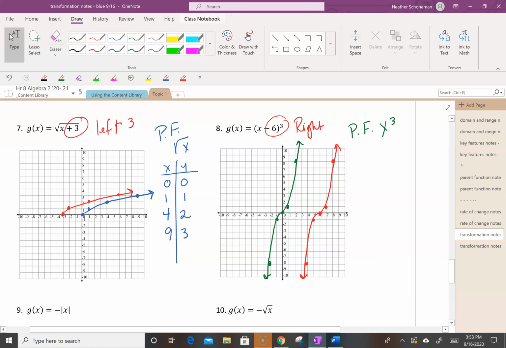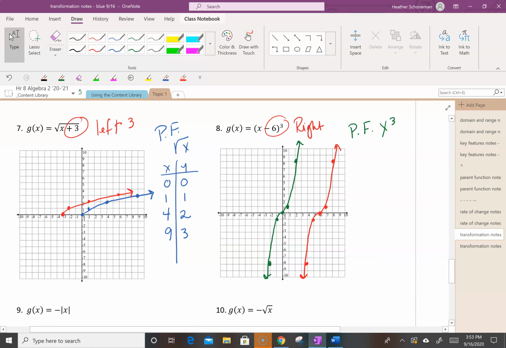They come out to be nice whole numbers, so you know how to work with them. Okay, so the blue graph is my parent function, and because that +3 was inside of the radical, that tells me I'm going to have a horizontal translation, and those shifts are the opposite of what you naturally think they are. So going +3 is to the left 3.